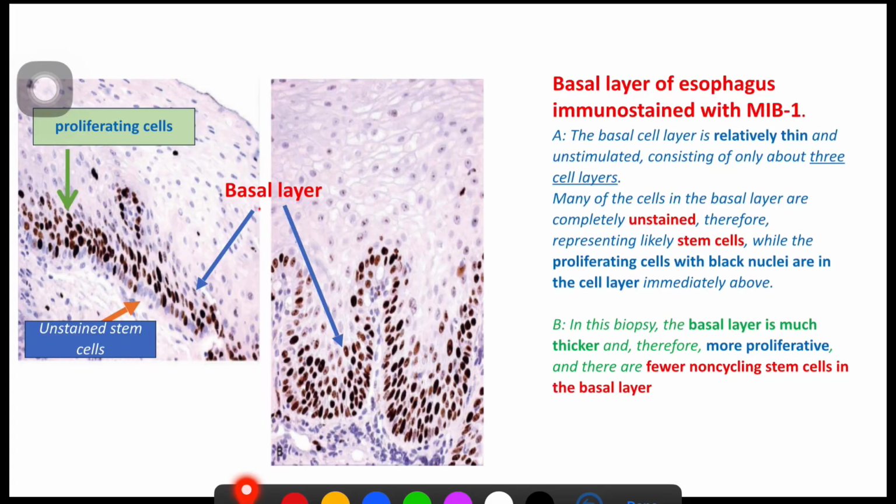Now, how to identify stem cells in the basal layer? Here is the IHC stain with MIB1. These are all proliferating basal layer cells, but some of the cells lack staining. These unstained cells are the stem cells. Here you can see the same basal layer but with an increased number of cell layers. This is a thicker basal layer compared to here, but both are normal.